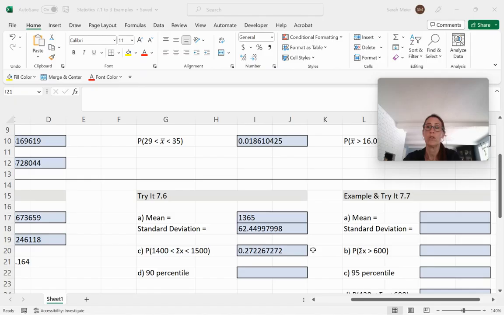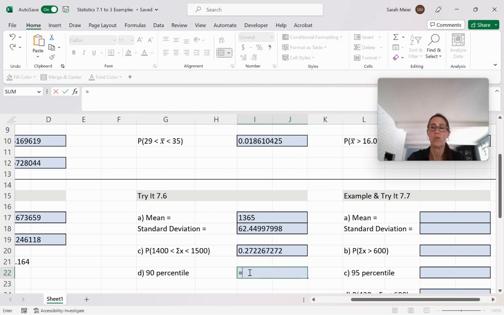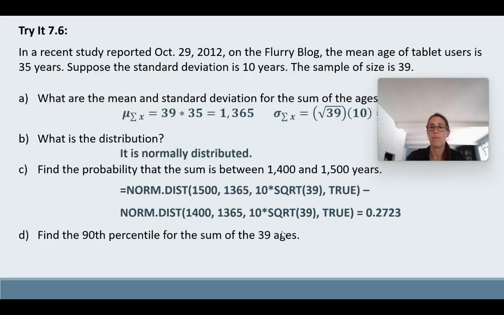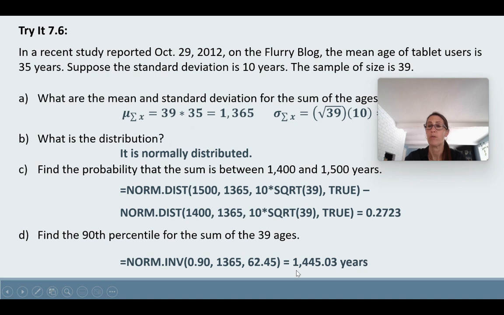And the 90th percentile for the sum of the 39 ages. When we're looking for a percentile, we're going to use the norm.inv formula. The probability is 0.9. Again, the mean and the standard deviation are what we just calculated. If you like using the cell references, I think it can be really efficient, and there's less chance of making a mistake when you type something in. So the 90th percentile is 1,445.03. That means that 90% of the sums of the ages are up to and including 1,445.03.